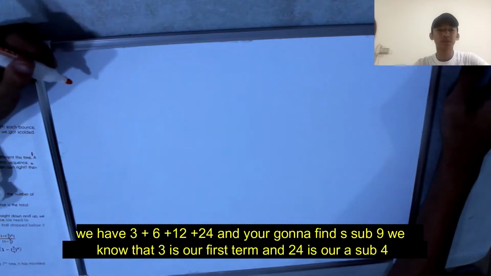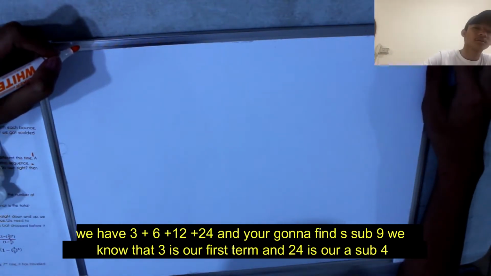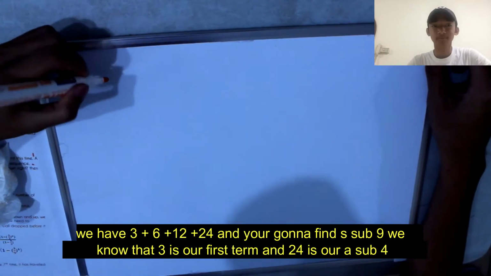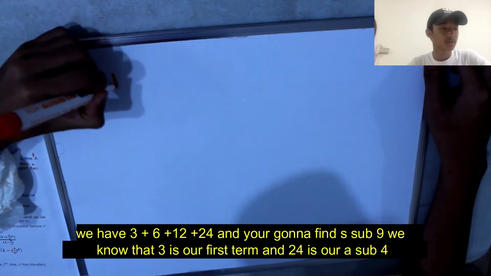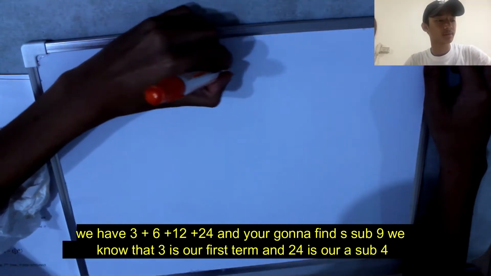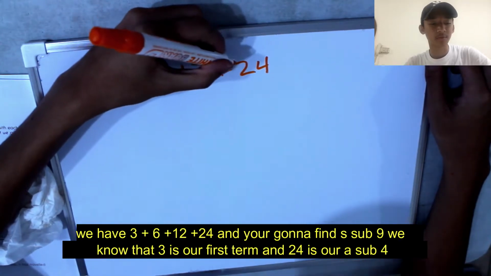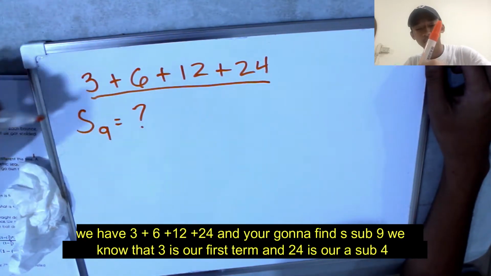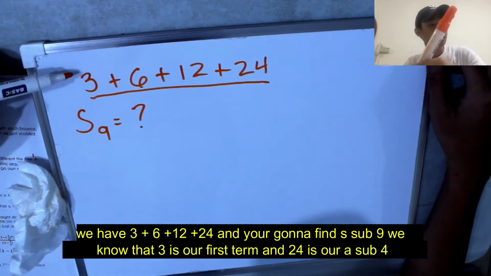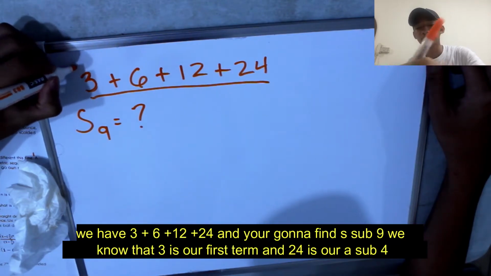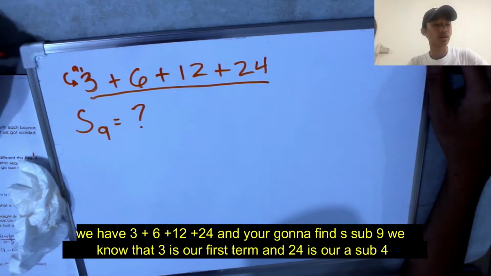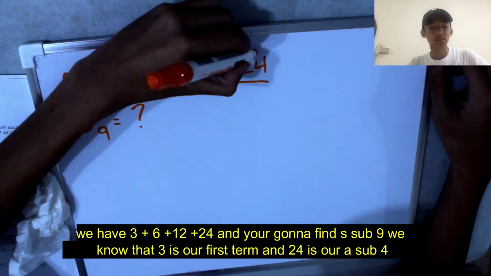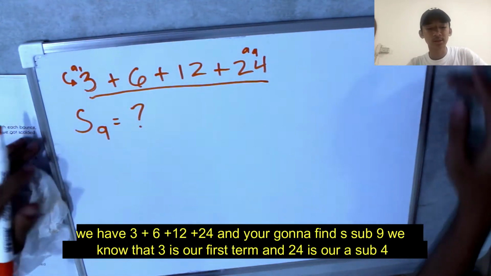So now that we know the meaning of all of those things, let's try to solve a problem. Practice is the best way to learn. Let's do this first example. We have 3 plus 6 plus 12 plus 24, and what you're going to find is S sub 9. In this equation, we know that the 3 is our first term, because that is the very first in the equation, and the 24 is our A sub 4 because that is the fourth term.